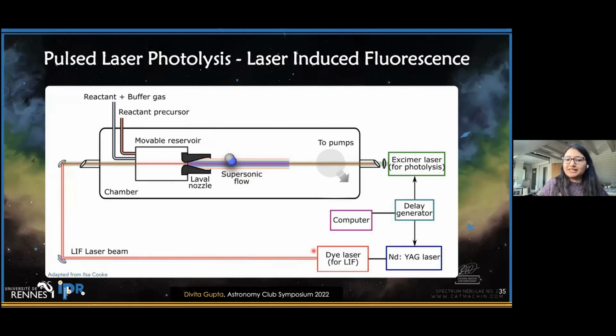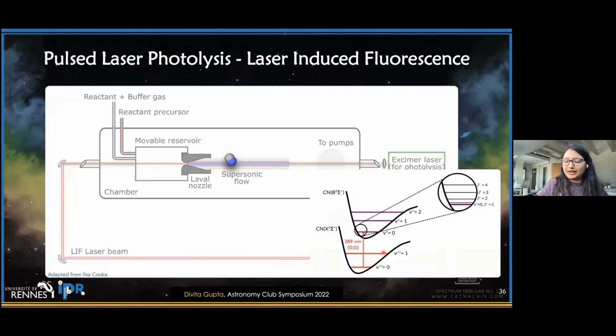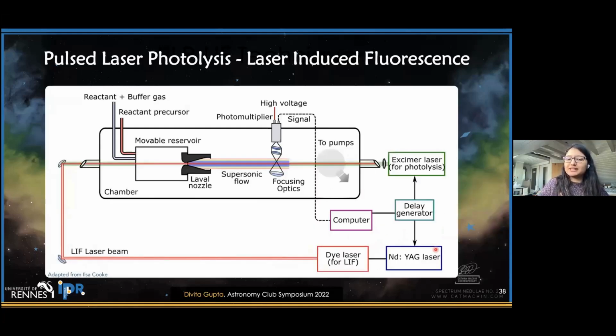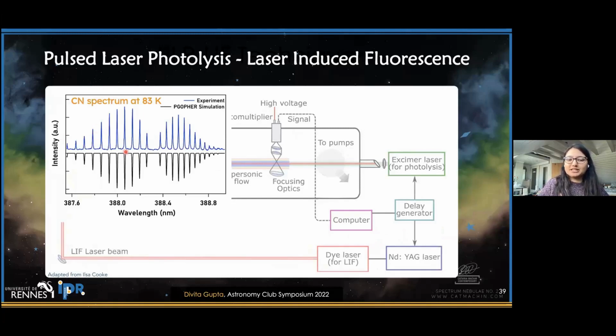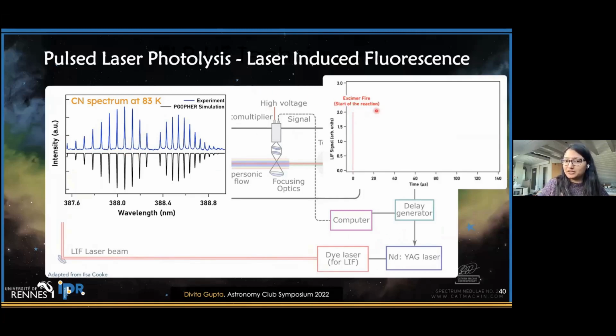And then you use a dye laser to excite the CN radical. So you have a CN radical, you excite it, and then as it fluoresces down, or as it relaxes, you would have a fluorescence signal. This fluorescence signal can be measured using a photomultiplier tube, and what you would get is a spectrum like this. And then you can just follow any of these peaks over time because you have a complete idea of when your reaction is starting, and that is with the excimer laser, you know when your zero of the reaction is.